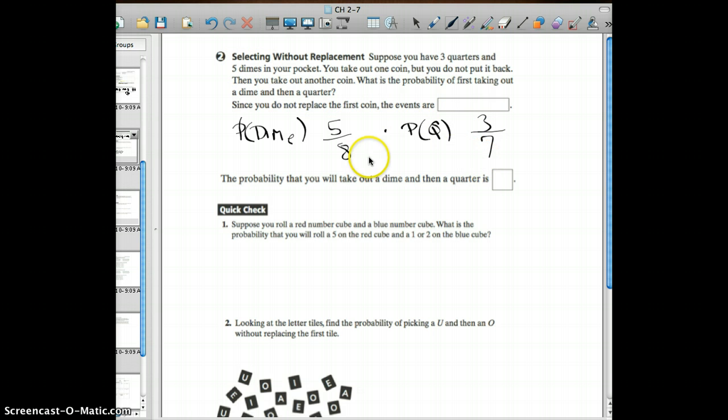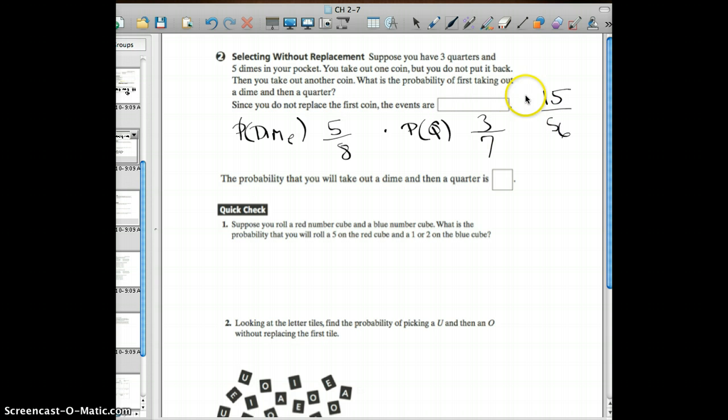Do you see the difference, when we don't put that coin back in, now this second event, we have less to choose from. That's called a dependent event, or sometimes it's called without replacement, which means we pull something out and we don't put it back in. So we're going to multiply those two together, and we get 5 times 3, which is 15, over 8 times 7, which is 56.